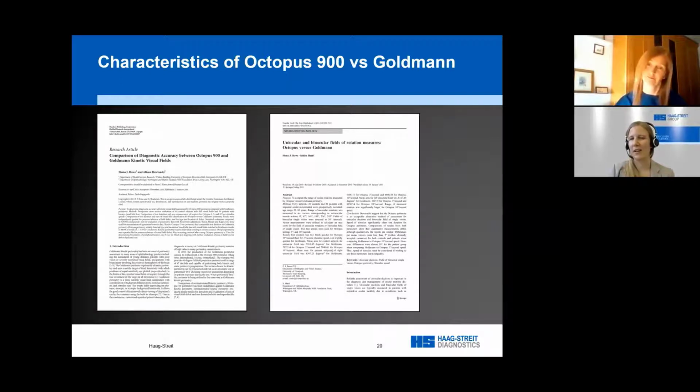I'm sometimes hearing the argument that an automated kinetic perimeter can never offer the same as a manual Goldman perimeter. Would you agree with that, or what are your thoughts? No, so I don't agree with that. I've been able to use the Octopus pretty much in the same way as I used to use the Goldman. And bear in mind, I've been using the Goldman for 20 years before the Octopus 900 came along.